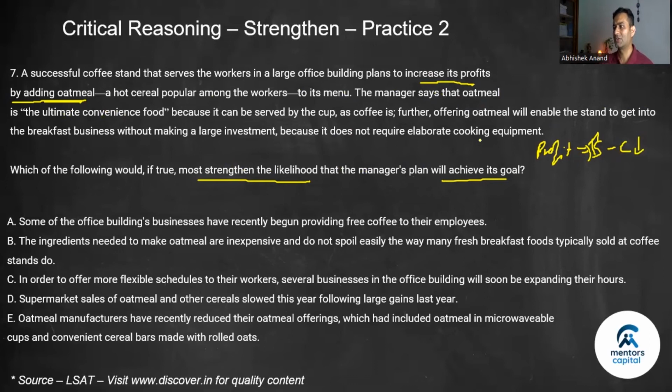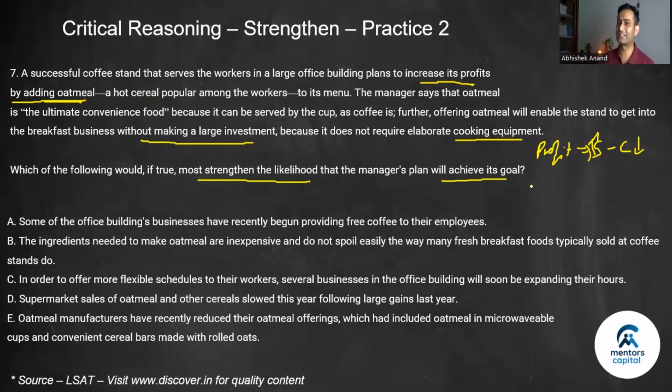Okay. Now the logic that the author is giving here is that it's without making a large investment because it does not require elaborate cooking equipment. So far as the equipment is concerned, you can start your business because it's not very expensive, right? Starting the business may not be expensive, but running the business may be expensive, right?